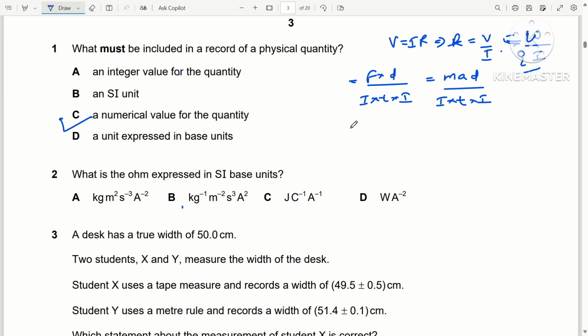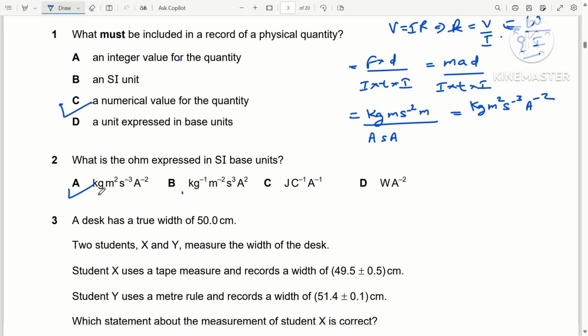So here for mass we can write kg, for acceleration meter per second square, for distance again meter, for I ampere, for time second, for I ampere. So it will become kg, then meter and meter square, per second square, second it will become second minus 3, and then A square, so it will become A minus 2. So option A is the correct one.